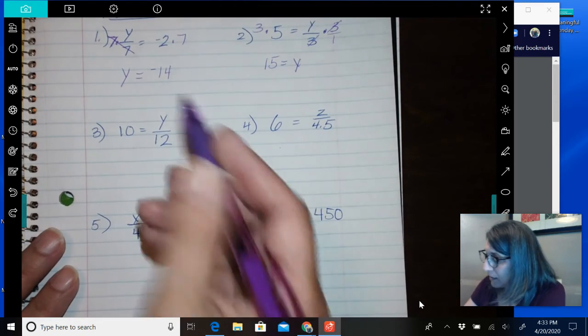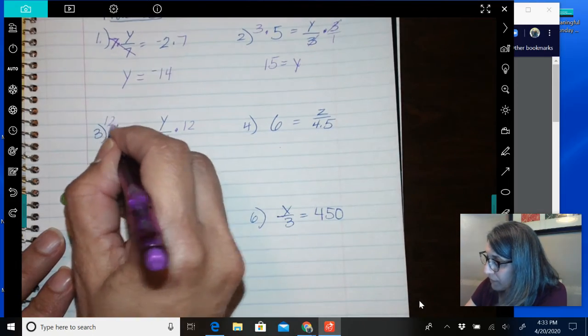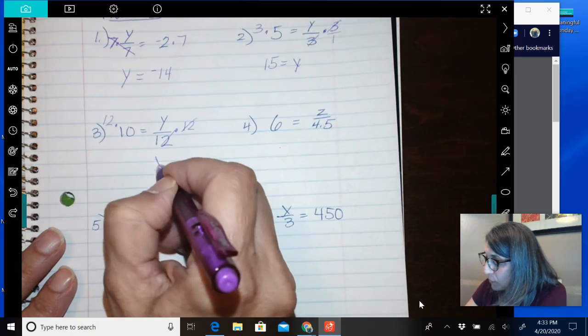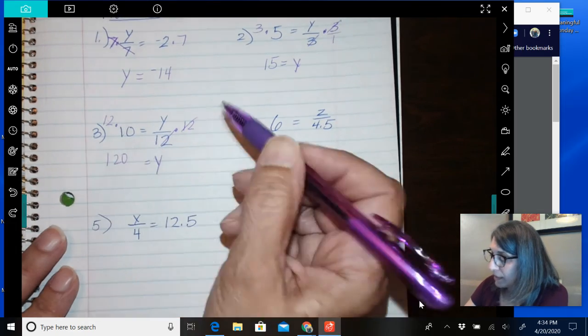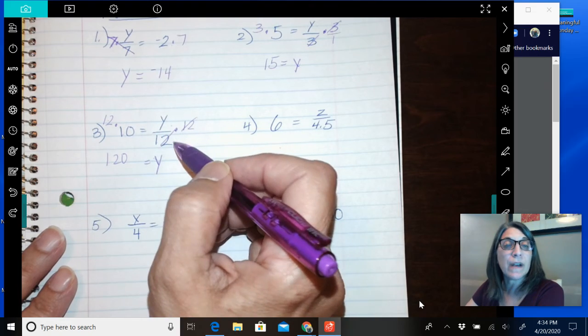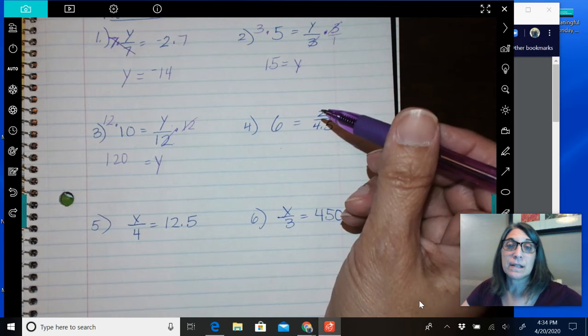Okay, this one I'm going to multiply by 12. These 12s turn into a 1y. 12 times 10 is 120. If I was going to check it, I'd say 120 divided by 12 is equal to 10. That is correct. Okay, now we're going to get into some decimals.